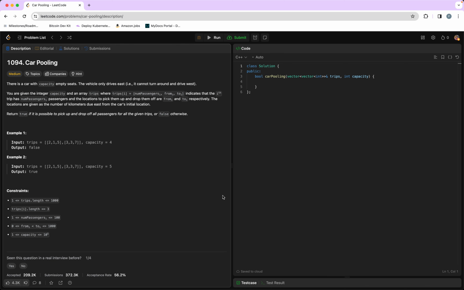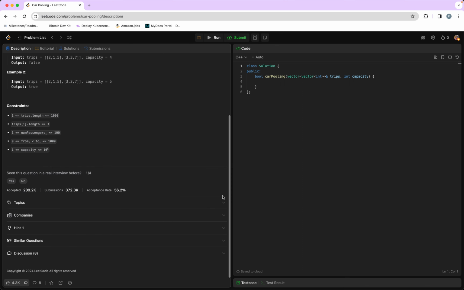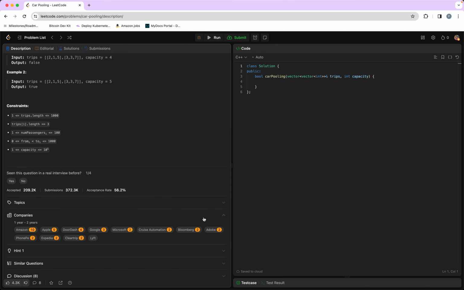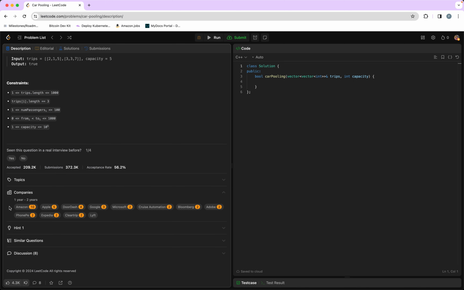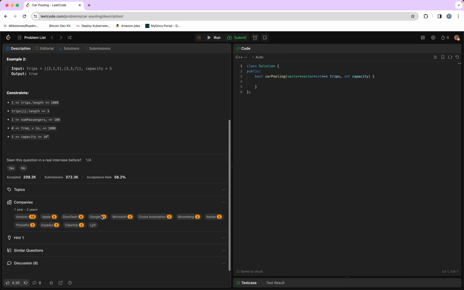So today let's solve the problem of carpooling. It's a Leetcode medium level question. Now this question has been asked in various companies in the interviews. As you can see from this list, it has been asked in companies like Amazon, Google, Microsoft, as well as various good startups like Expedia, ClearTrip, and so on.